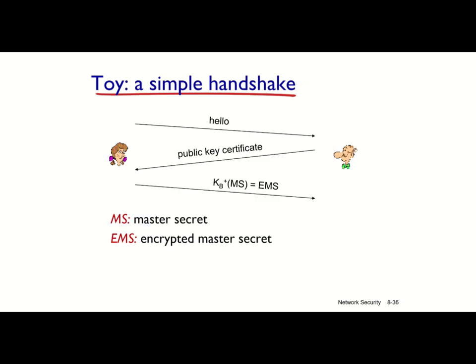Here is a simple example of handshaking in SSL. As you see, first Alice says hello to Bob, and then Bob responds with the public key certificate for authentication purposes, and then after Alice authenticates Bob, Alice encrypts the master secret with Bob's public key and creates the encrypted master secret, EMS, and then sends it to Bob.